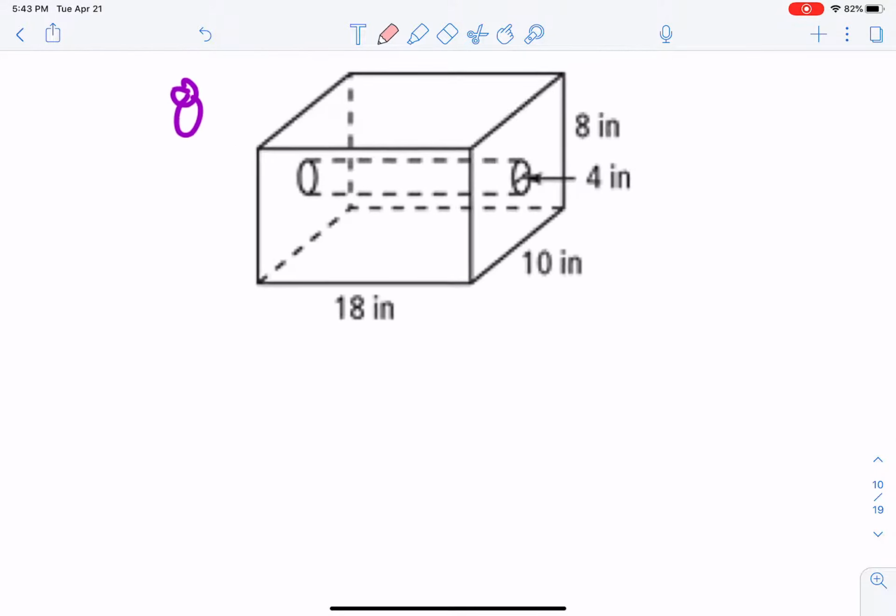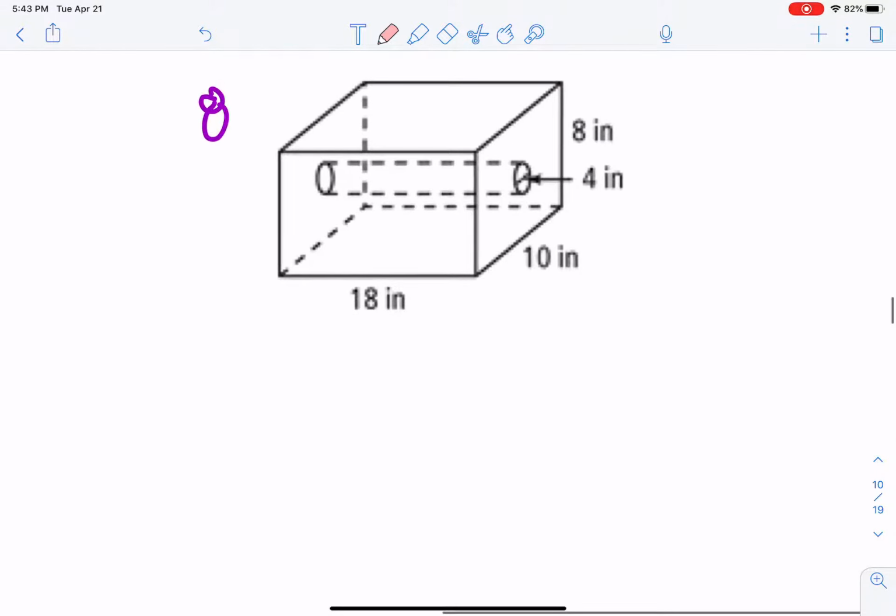This one, you have two different volumes, and you're subtracting out the inner one. So real quick, for the inner one, they gave us the diameter, which is 2 radius. The diameter is 4, so that radius would have to be 2.